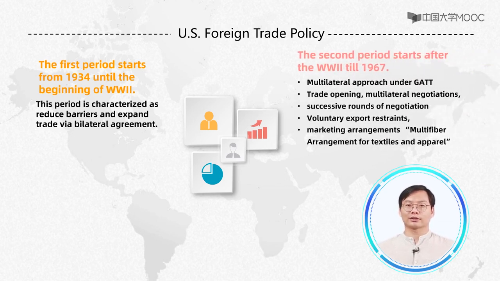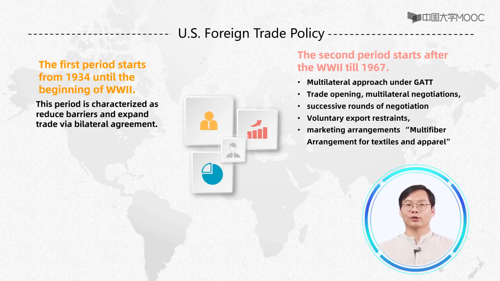The second period starts after the Second World War till 1967. During this period, the U.S. promoted trade opening with the other member countries through multilateral negotiations and successfully proposed the establishment of GATT through a multilateral approach. This is the most important achievement of the U.S. during and after the Second World War. During this period, the U.S. pushed forward successful rounds of negotiation under GATT.